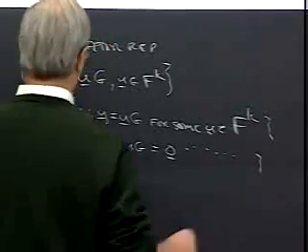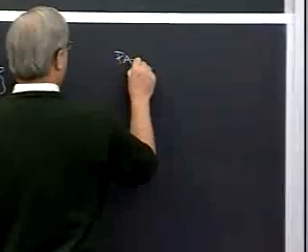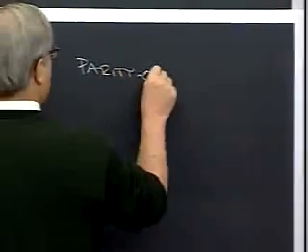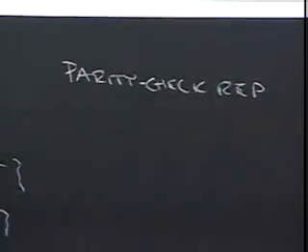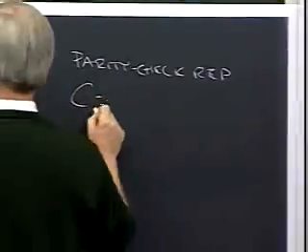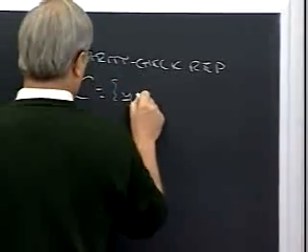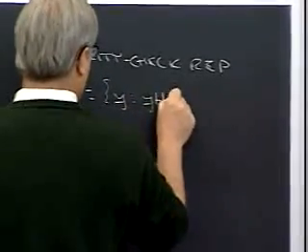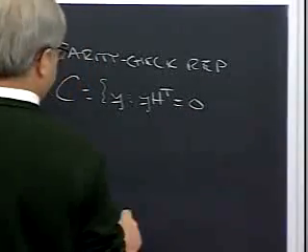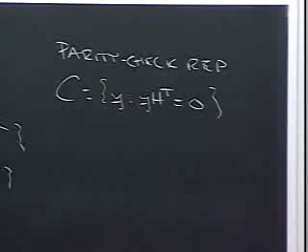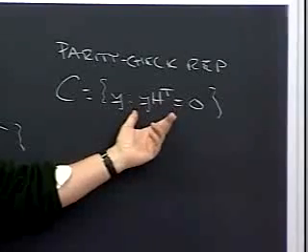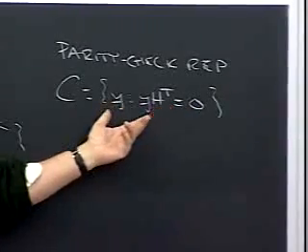Something that's even better in the behavioral style is the parity check representation. So let me put that up. In a parity check representation, we say the code is the set of all y such that yH^T equals 0, where H is the generator matrix of the dual code. This is sometimes called a kernel representation. y is in the kernel of this linear transformation.